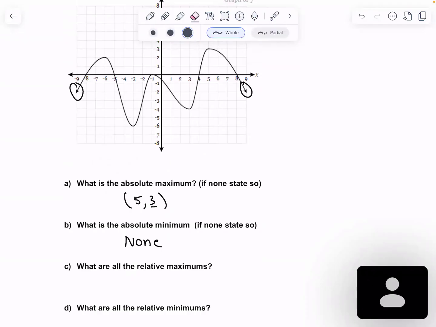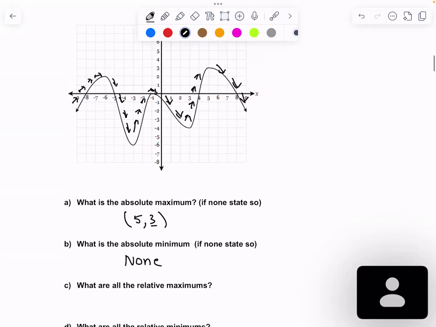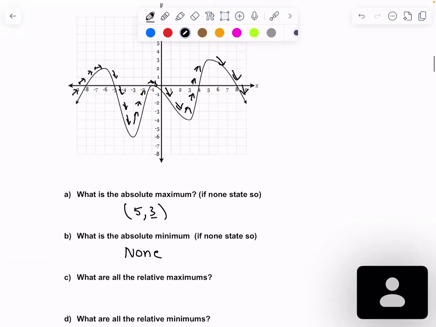Now, relative max and relative min is any time it goes from increasing to decreasing. So what I like to do is just draw the arrows. This looks like it's going up, it's going up, it's going down, it's going up, it's going down, it's going down, it's going up, it's going up, it's going down. So anytime it goes from increasing to decreasing, that would be a maximum.